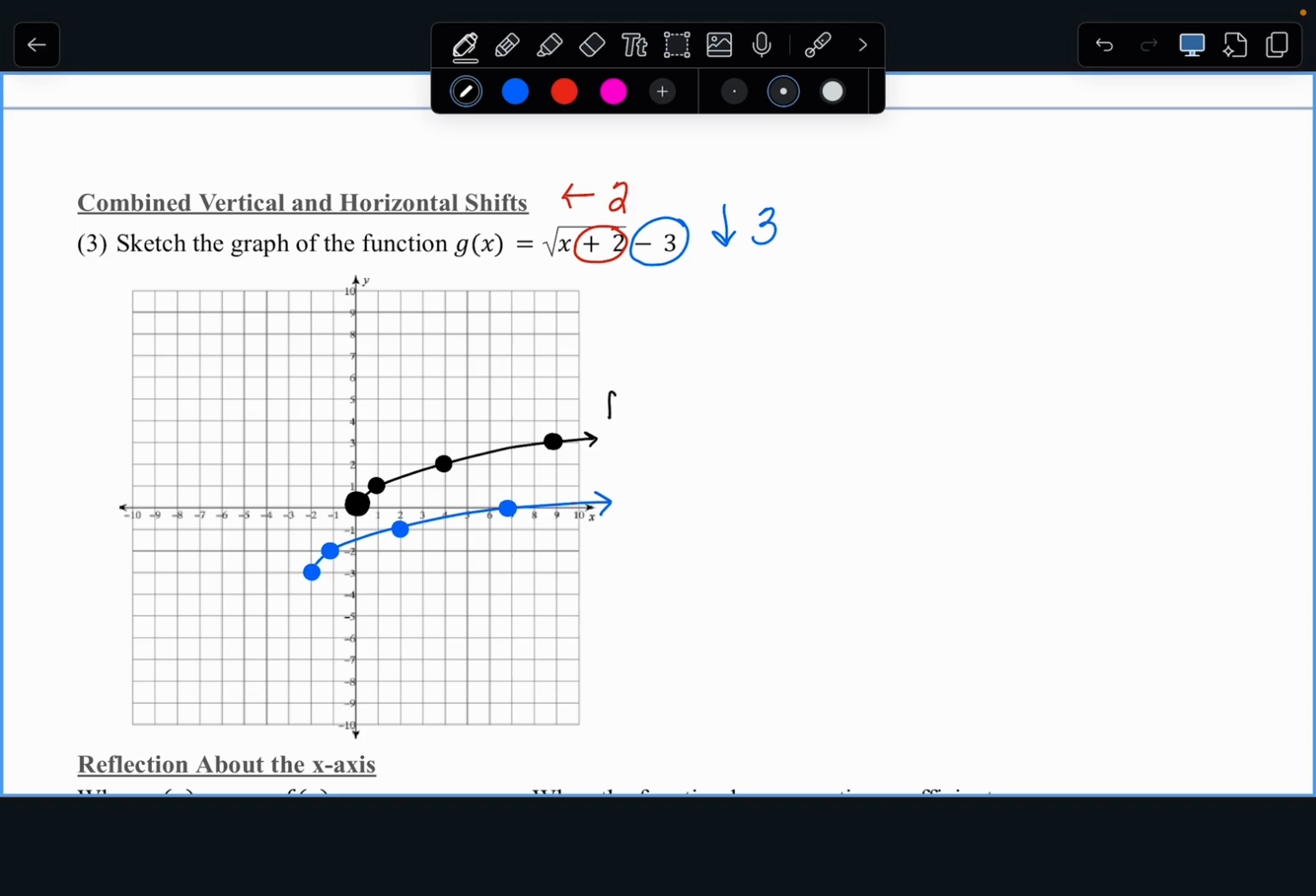This one is f of x equals the square root of x. That is called a parent function because it doesn't have any transformations on it.